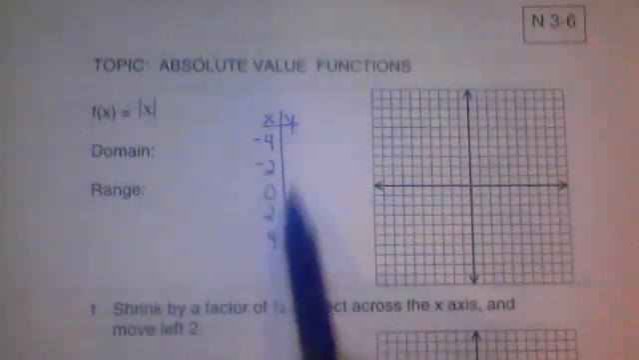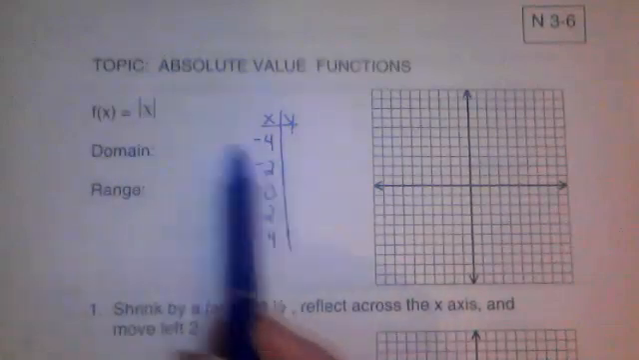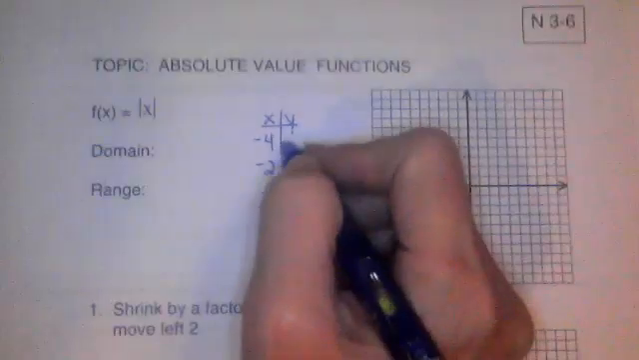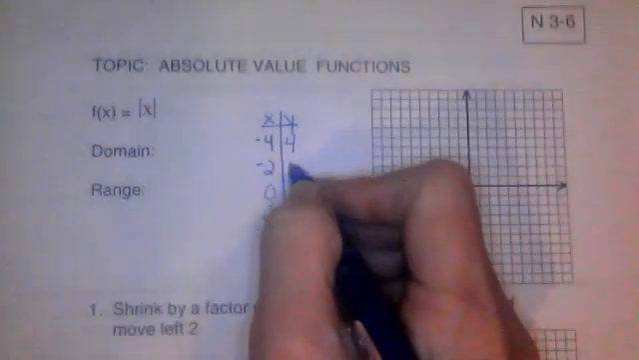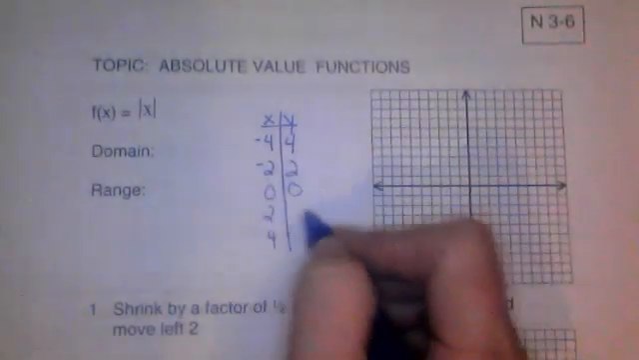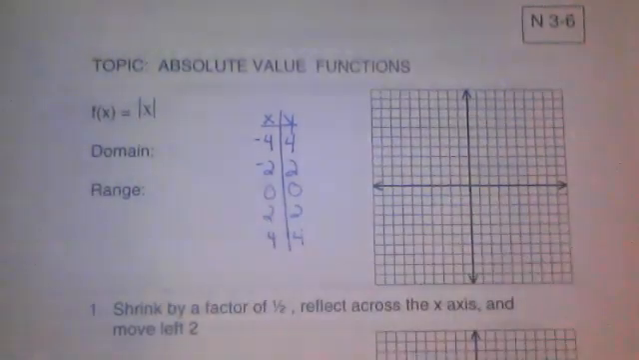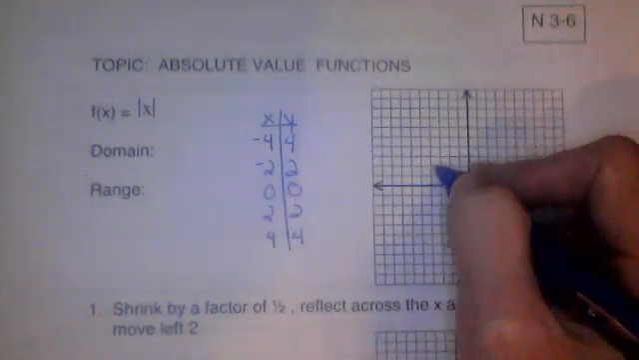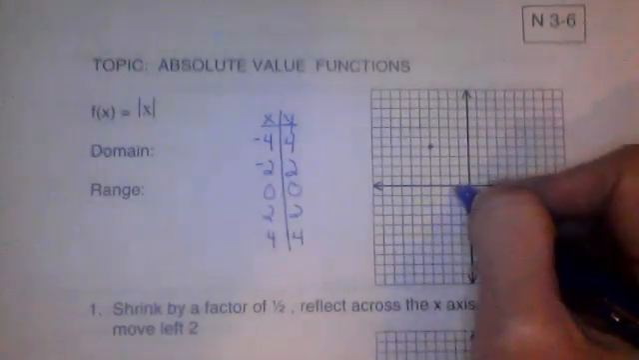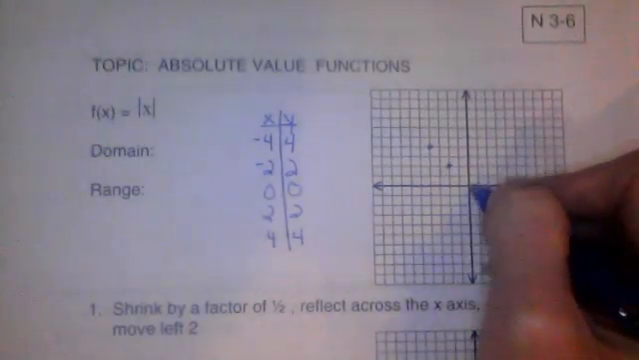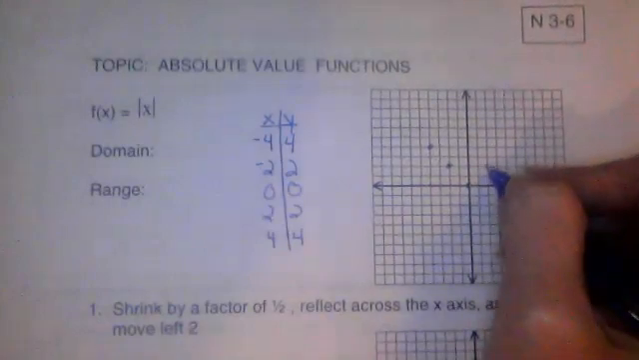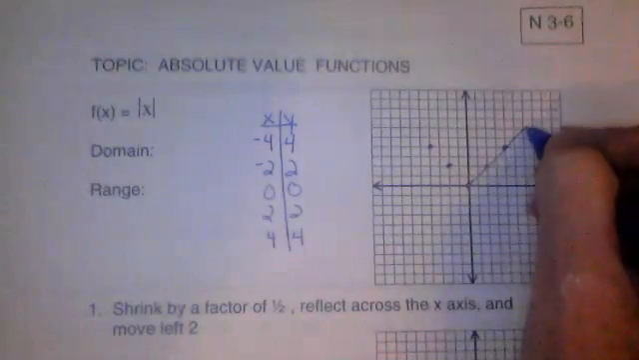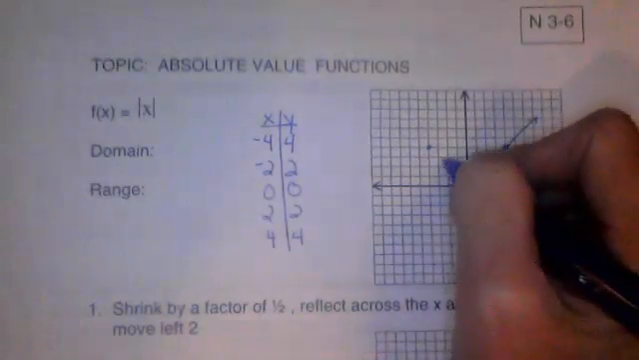So all I have to do for my y values is put these into the parent function. The absolute value means the distance from 0, and so the absolute value of -4 is going to be +4. Absolute value of -2, +2. 0 is 0, 2, 2, and 4, 4. So that gives me some points that I can graph. So -4, +4, -2, +2, 0, 0, +2, 2, and 4, 4. And so we get our absolute value graph.